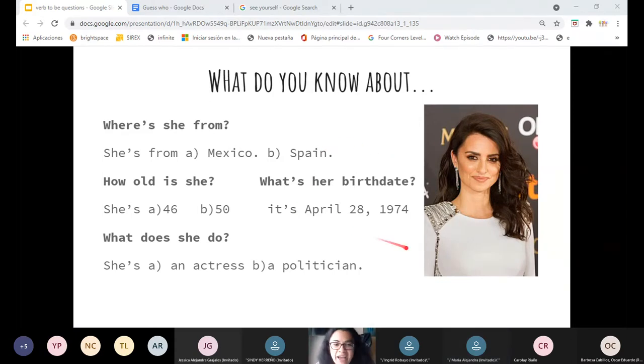Very good. And how old is she? How old is she? Geraldine, how old is Penelope Cruz? Her name is Penelope Cruz. How old is she? Geraldine, what do you think? How old is Penelope Cruz?